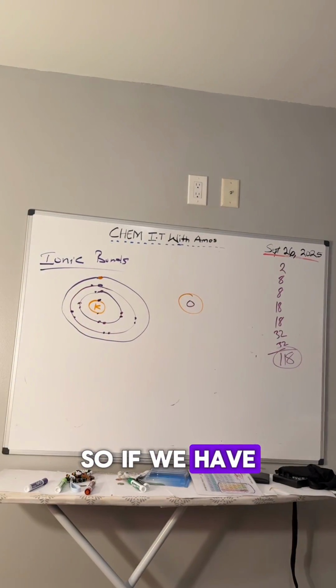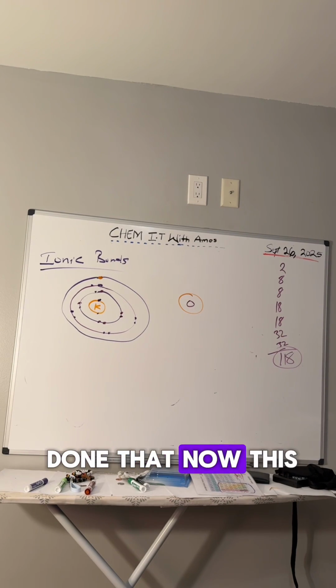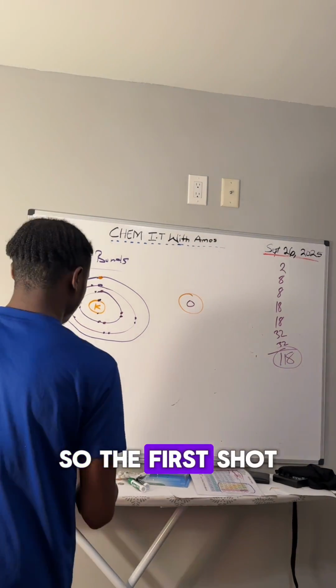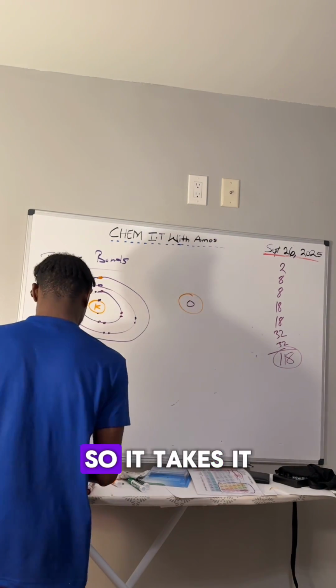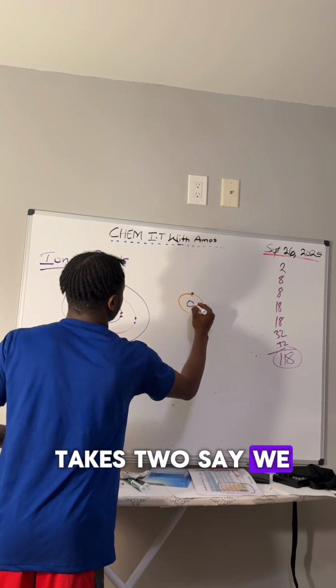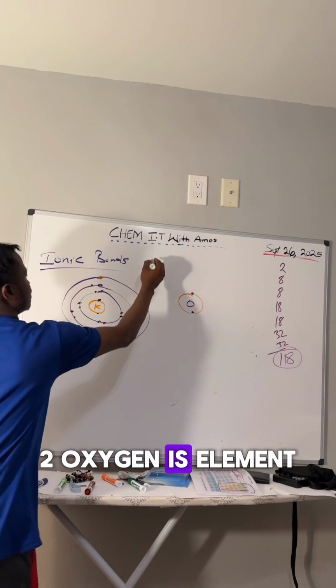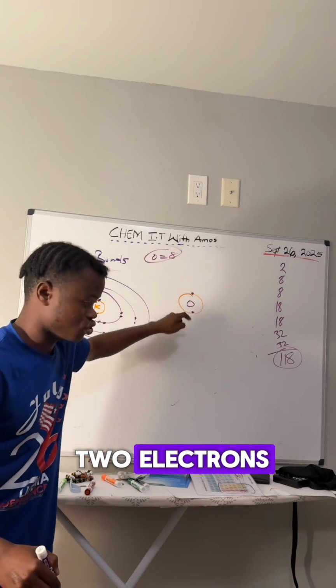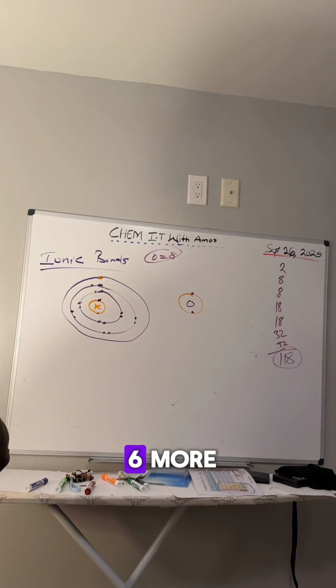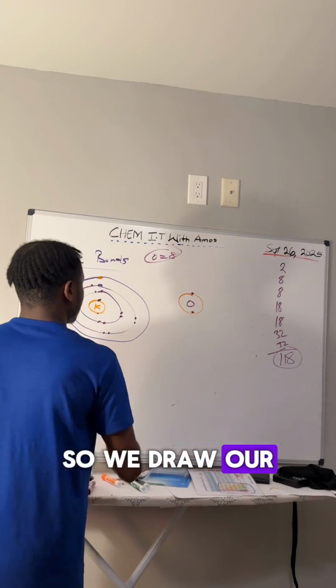So if we have done that now, this is oxygen. The first shell of oxygen takes 2, based on this. So it takes 2, say we go 1, 2. Oxygen is element 8. We have consumed 2 electrons. How many less to make it 8? Pending 6 more. So we draw our next shell right here.